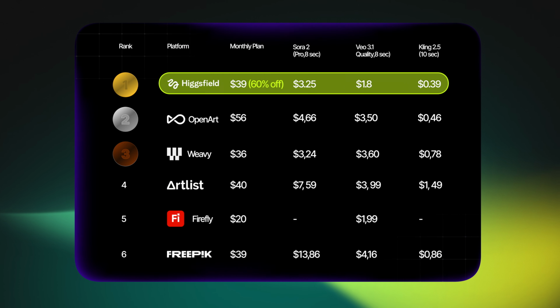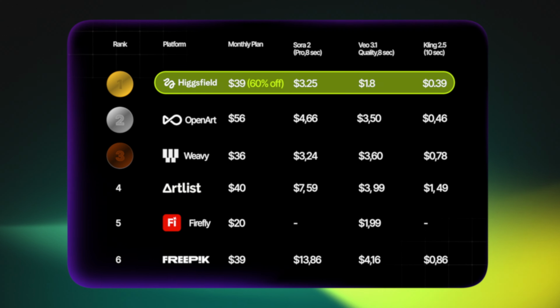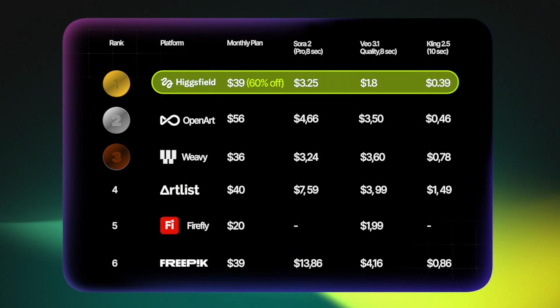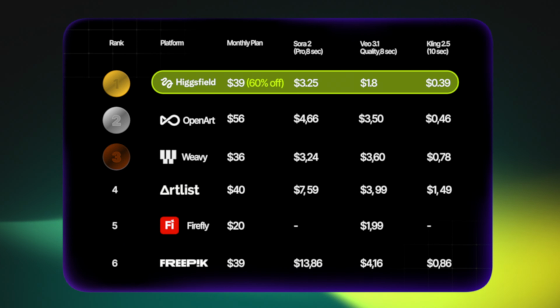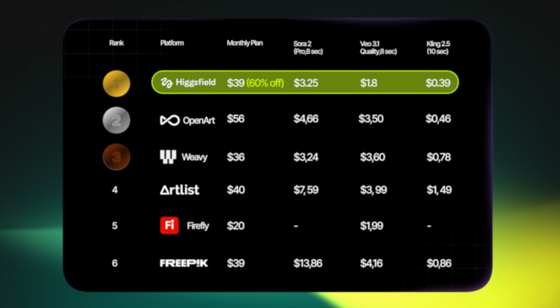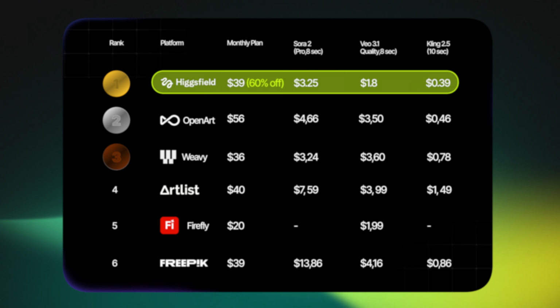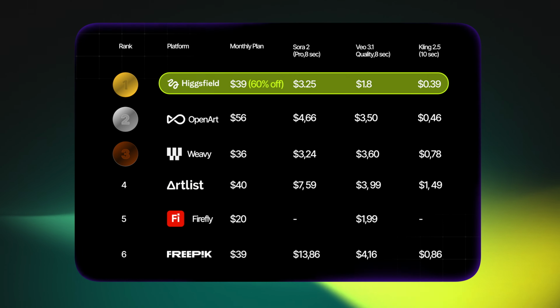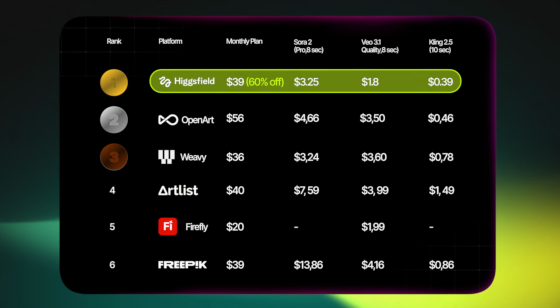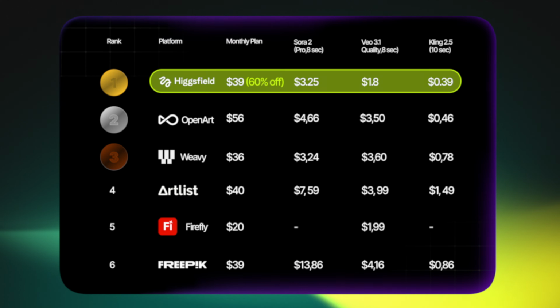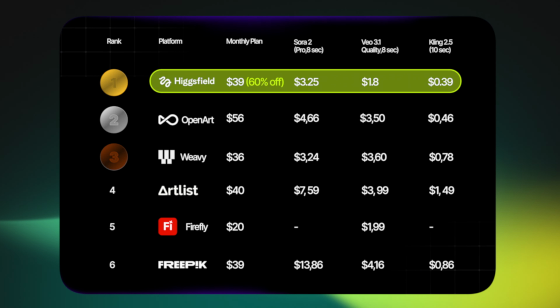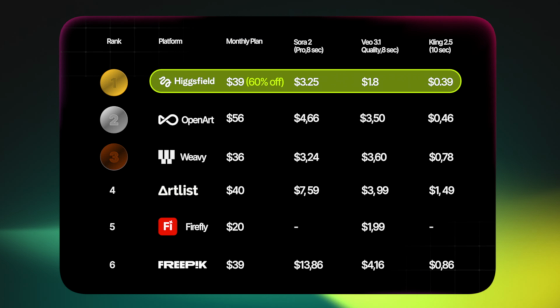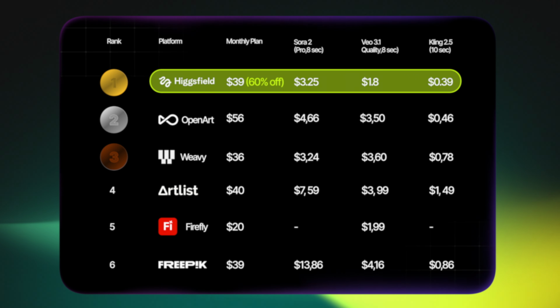Their monthly plan sits at only $39 with a 60% discount, and even the cost per generation, whether it's Sora style, VO style, or Kling style, is noticeably lower than every other platform on the list. Platforms like OpenArt, Weavy, and Artlist are all more expensive, and some of them are more than double the cost per generation. So if you're looking for the most affordable place to generate high-quality AI images, Higgsfield is clearly leading in pricing right now.